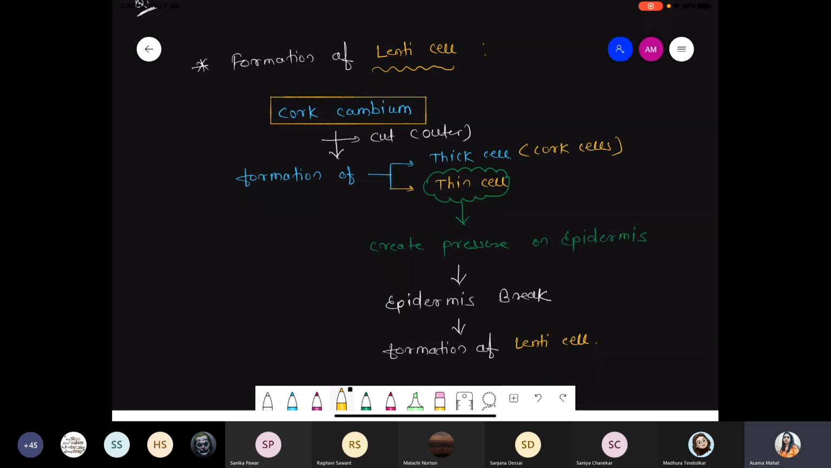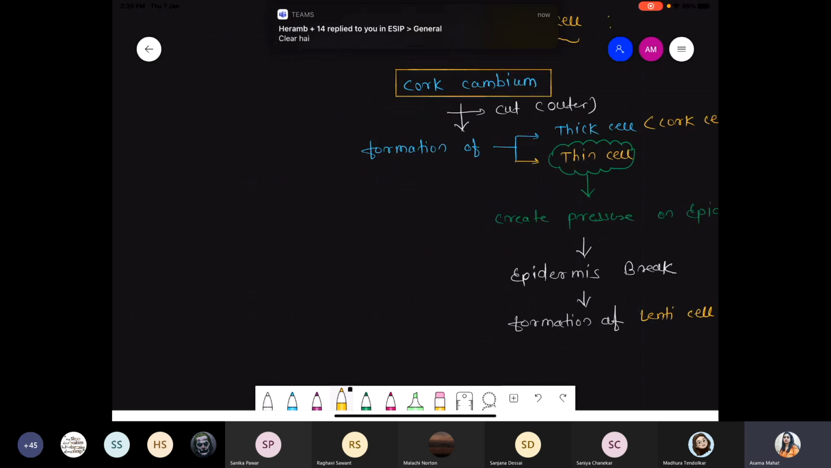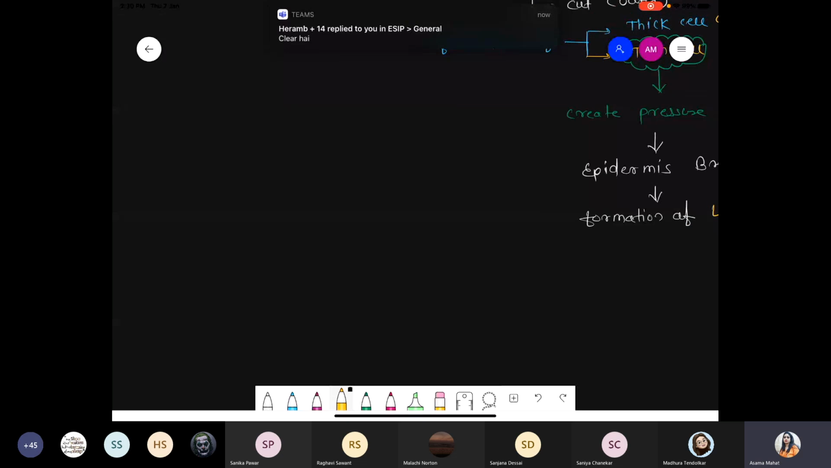Okay. Now quickly we are taking a diagrammatic representation to represent cork cell, secondary cortex, cork cambium, as well as the lenticell. Okay, let's go. Now we are talking about a simple diagrammatic representation. So remember the sequence. So first of all we draw the cork cambium.